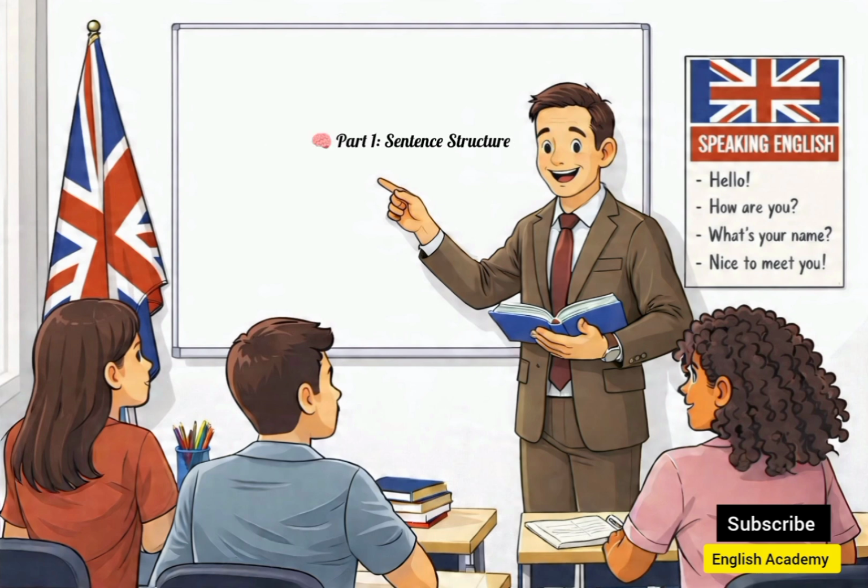Part 1: Sentence Structure. Basic formula. Subject plus verb plus object. Examples: I eat food. She reads a book. They play cricket. We learn English. Speaking practice. Ask students to repeat aloud. I speak English. He watches TV.